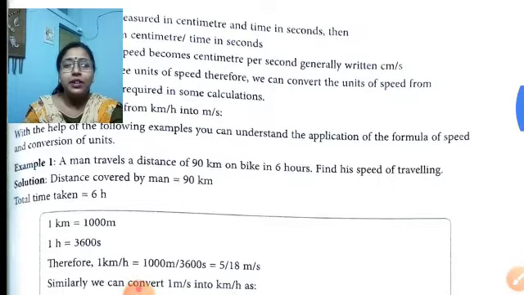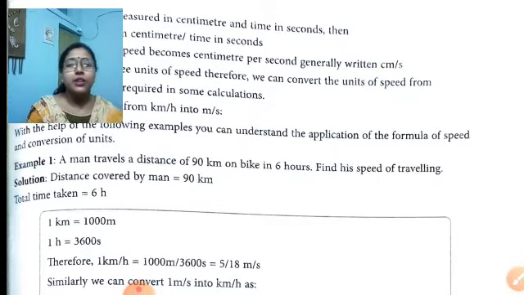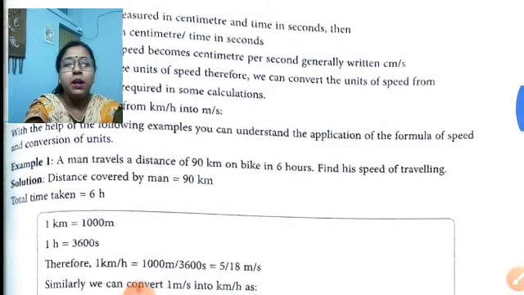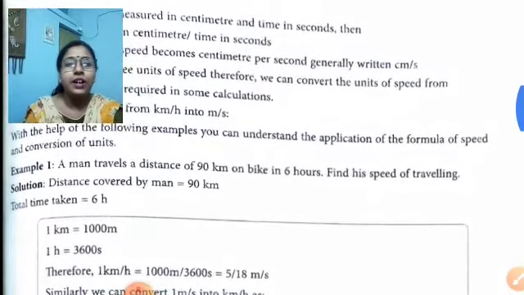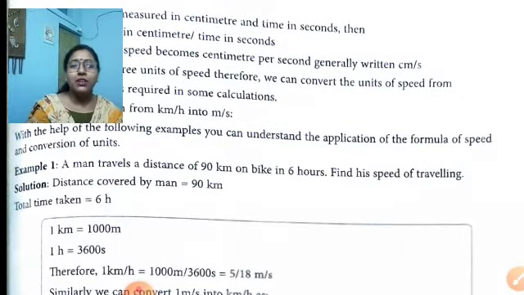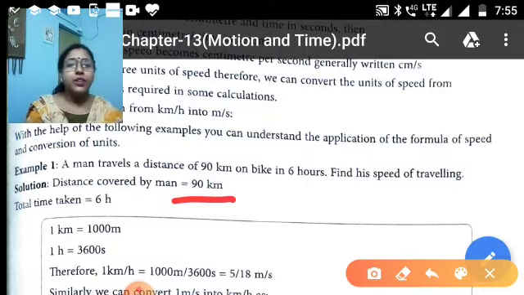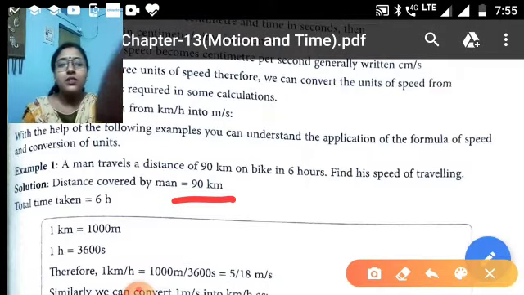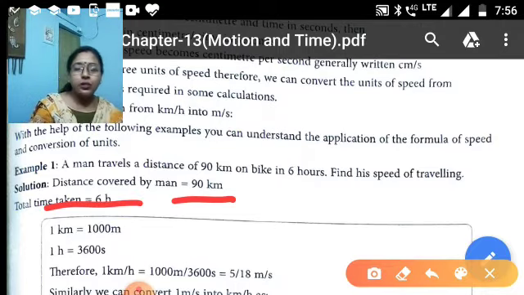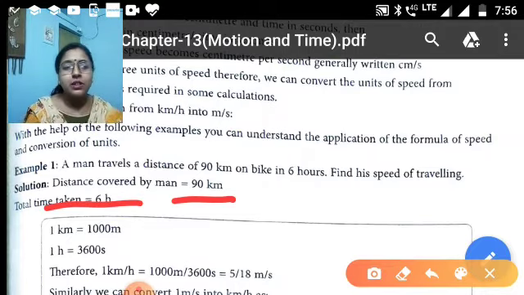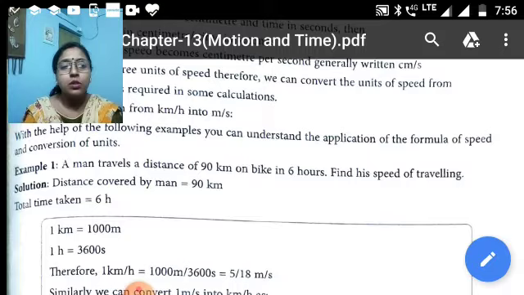Example: a man travels a distance of 90 kilometer on a bike in 6 hours. Find his speed of traveling. Solution: the distance traveled by the man is 90 kilometer and the time taken is 6 hours. So what will we have to do? We have to convert this.